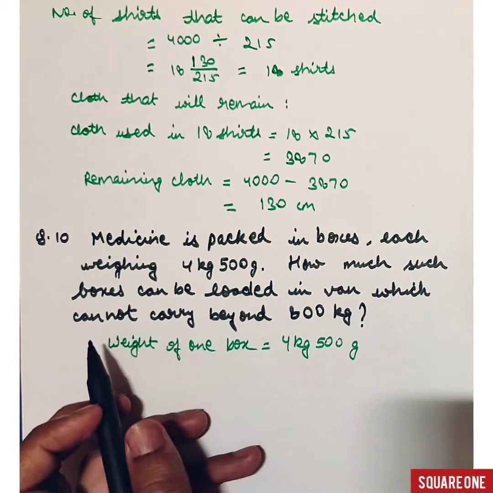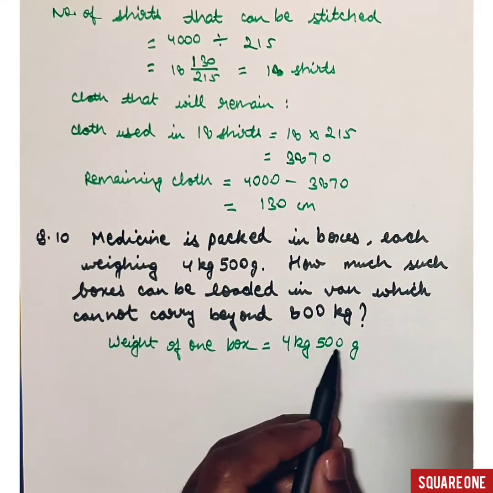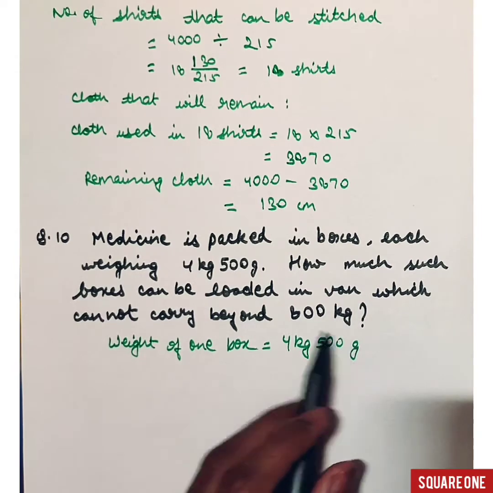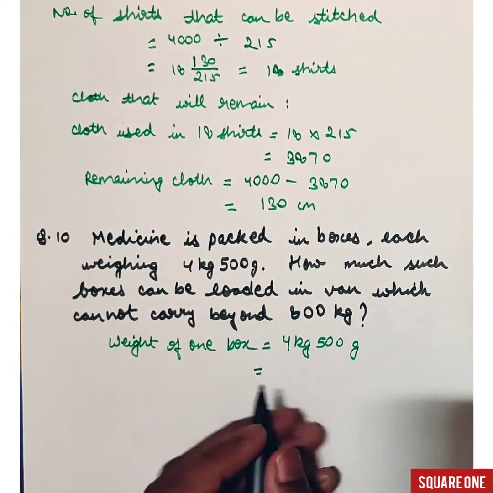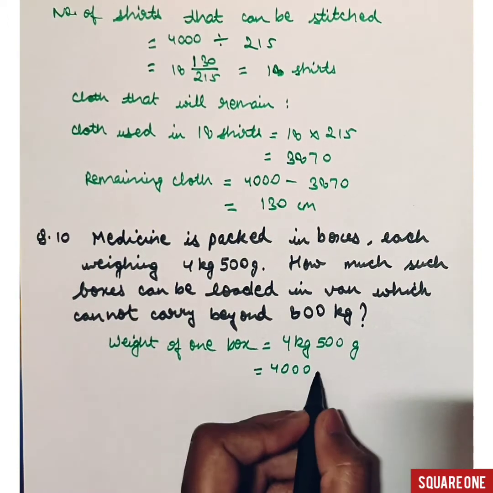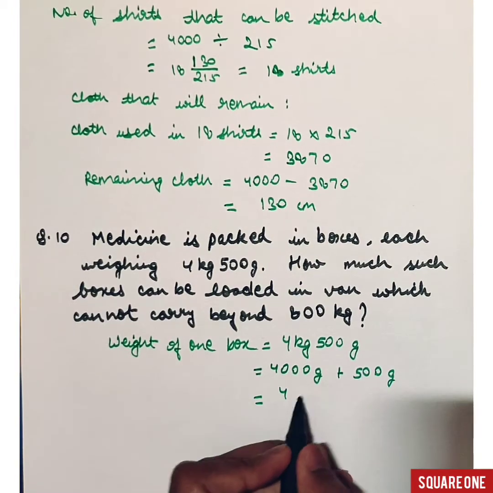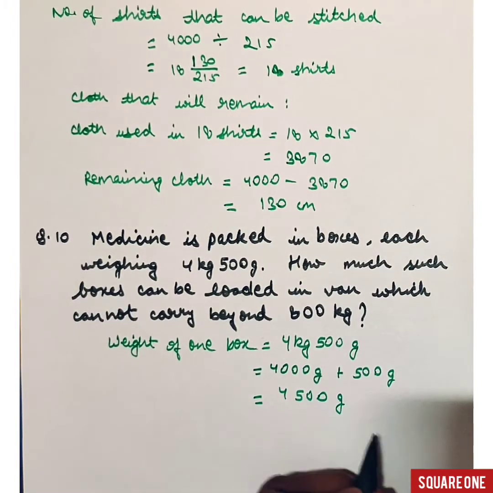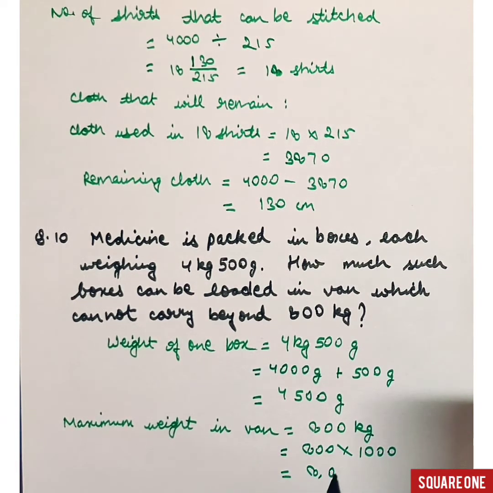Weight of one box is equal to 4 kg 500 gram. Again we have kilogram and gram, and here also we have kilogram, so we convert these numbers into gram. Now 1 kilogram is equal to 1000 gram, so 4 kilogram is equal to 4000 gram plus 500 gram, so weight of one box is equal to 4500 gram. Now maximum weight in the van is equal to 800 kilogram. Again we convert this into gram. 800 multiplied by 1000 gram, so it becomes 8 lakh gram.